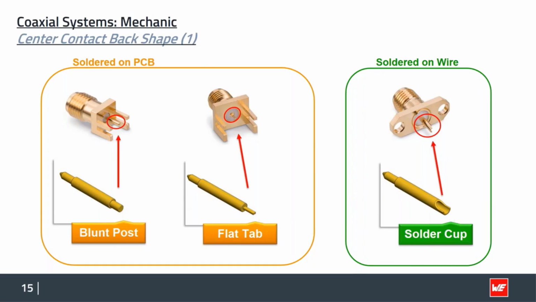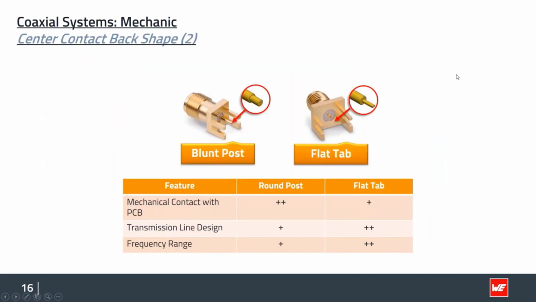So let's go to the blunt post and flat tap. What's the difference and what's the benefit of which? The blunt post is a quite big and strong signal contact at the back of the connector, and it's of course mechanically stable. It's well usable in lower frequency areas or in PCB stacks, for example, 2-layer stacks that have a quite wide transmission line, so where you have space, and it's quite good to solder.